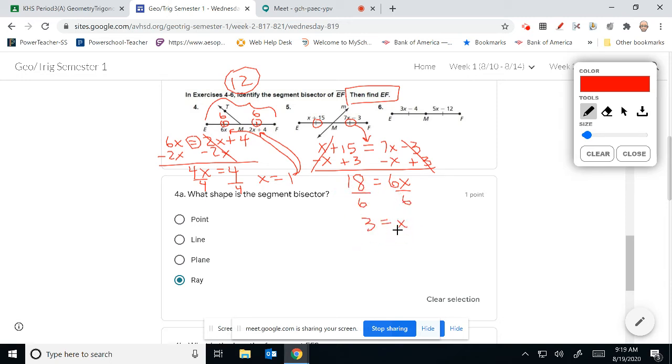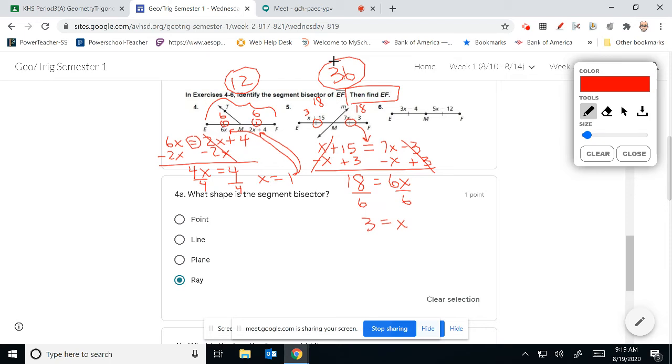So I need to plug a 3 in here. I don't have to plug it into the other side because I know it's equal. So 3 plus 15, I'm going to get 18 here. That means I'm going to get 18 there. That means my whole answer is 36. Because I want the whole EF. I want both 18s put together.